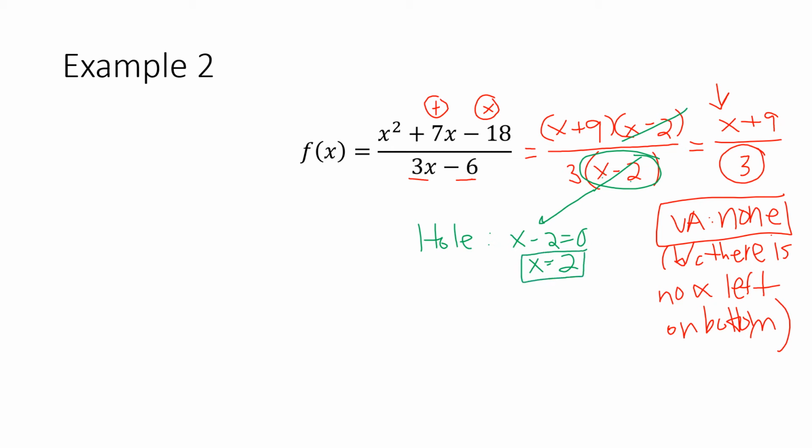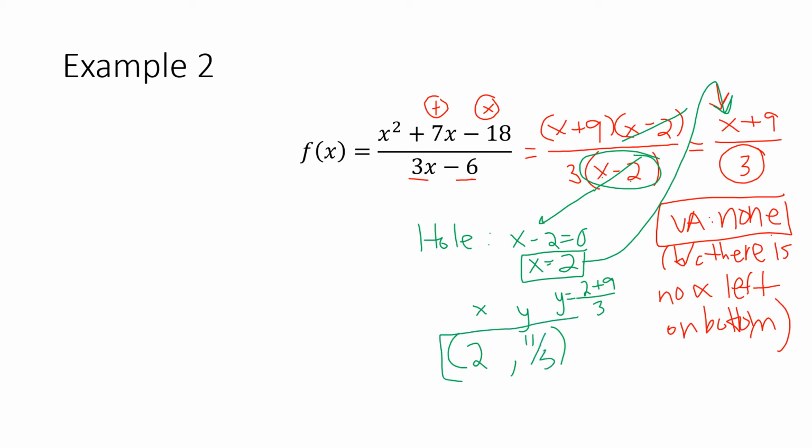Now remember, a hole is an actual point. It has an x value and a y value. So we've determined here that our x value is 2, but we still need to figure out the y value. So what we're going to do is take that 2 and plug it in for x. So that would be 2 plus 9 divided by 3. So 11 over 3. That's where I would find a hole in my graph.